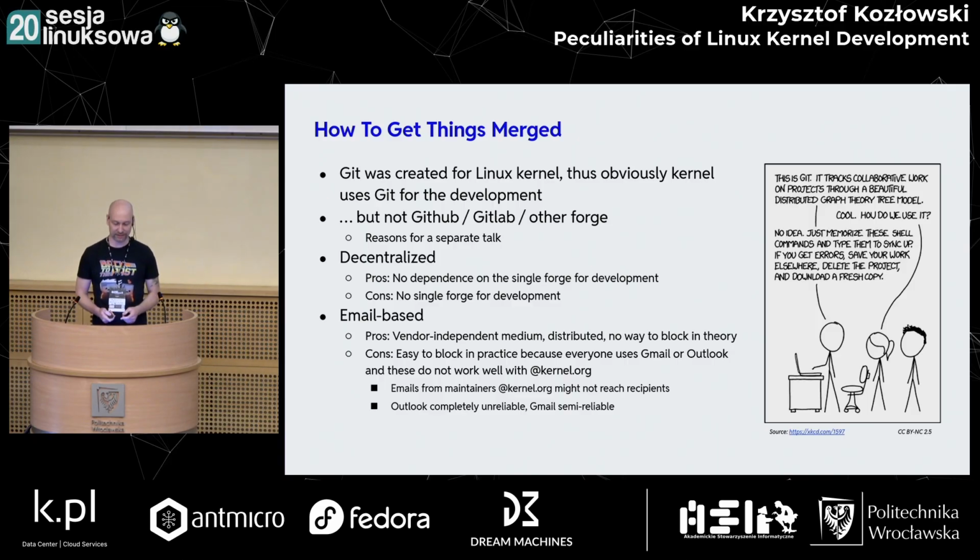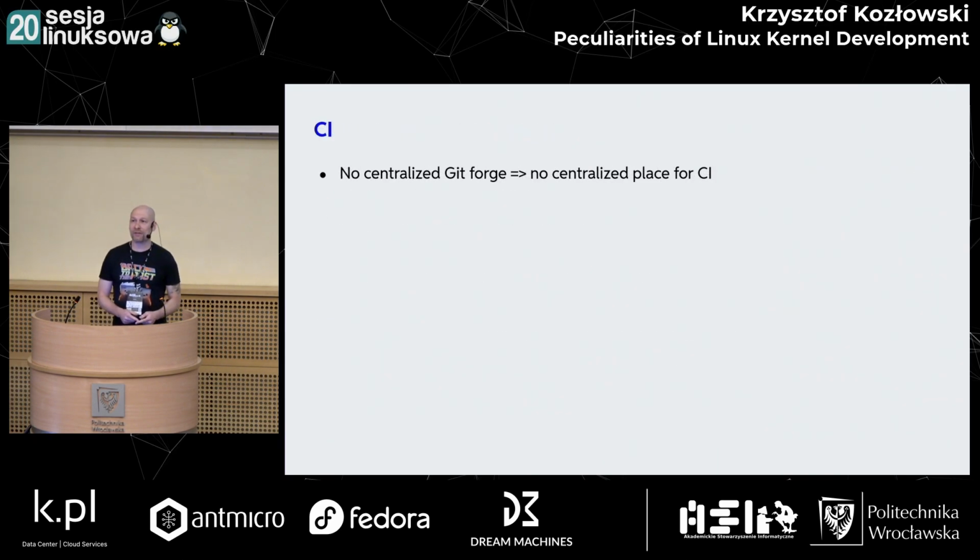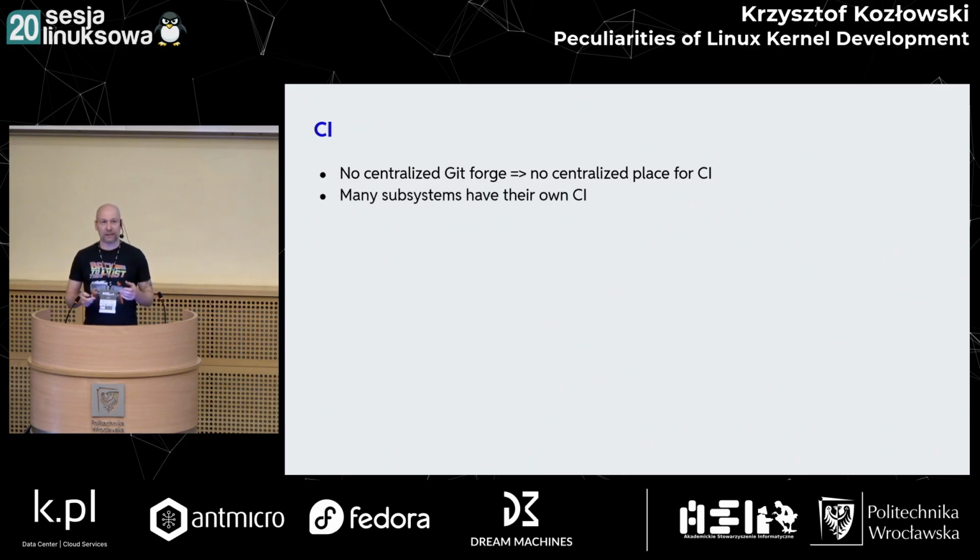Another minus of not having a centralized Git forge means that we don't have a centralized place for continuous integration or continuous testing. So we do have CIs, centralized building, testing, booting targets, but they are distributed over different subsystems. And many maintainers have their own systems. They duplicate work, so this is obviously not a great thing to do.